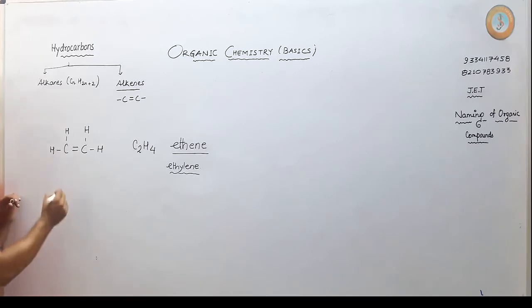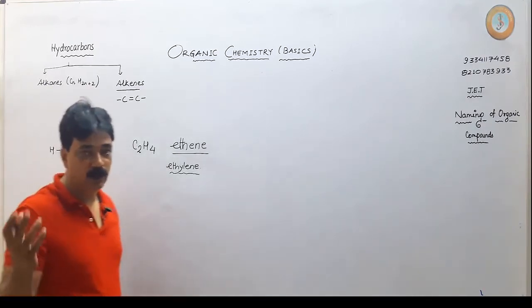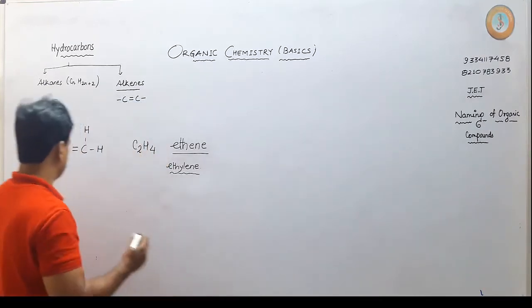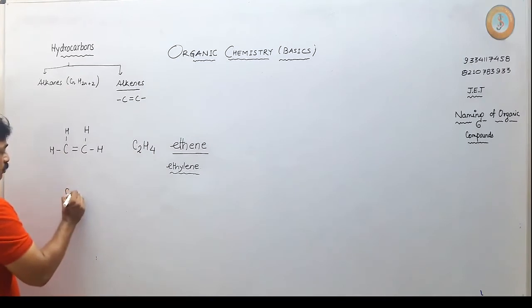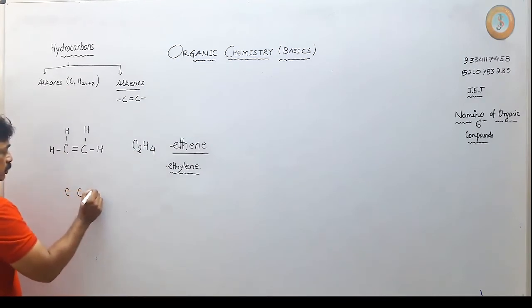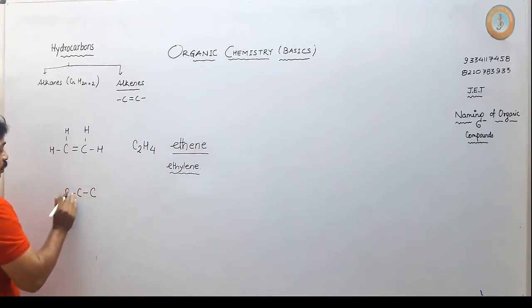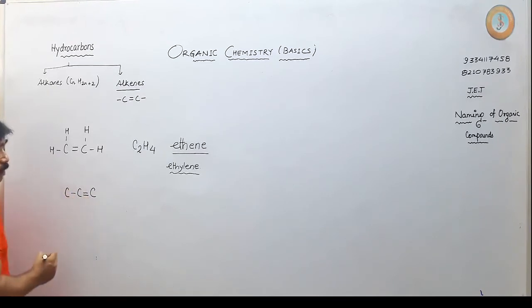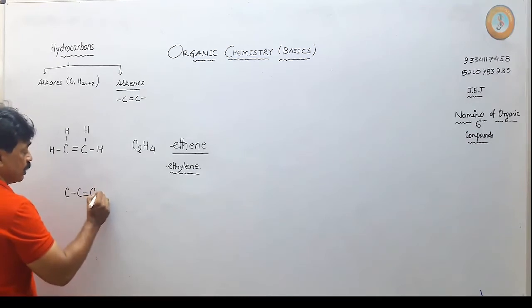Now what happens next? Can anybody tell me? You will have 3 carbon atoms in the next one. So you make 3 carbon atoms, then connect them with a first single bond. But since you are making an alkene, there will be a double bond. Now complete and fill up the hydrogen.